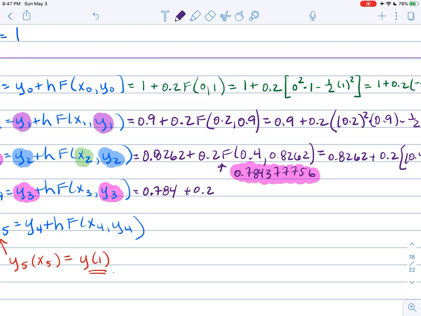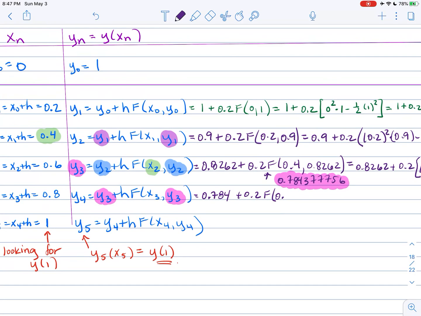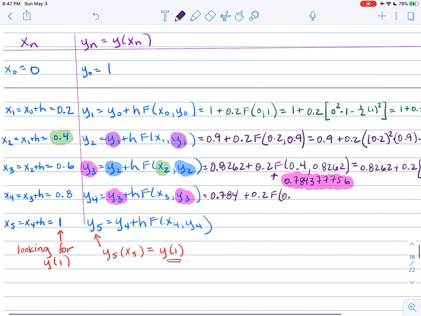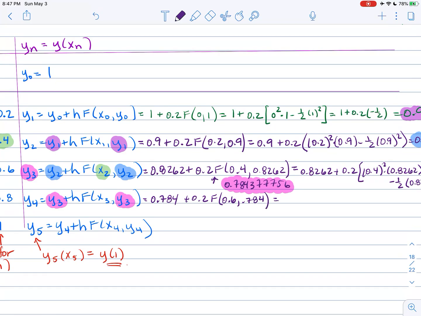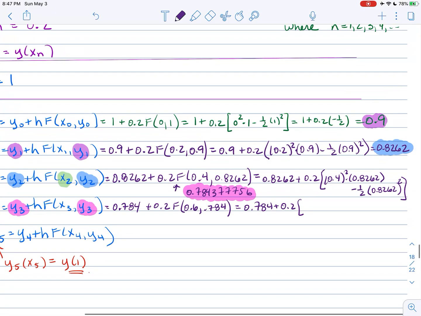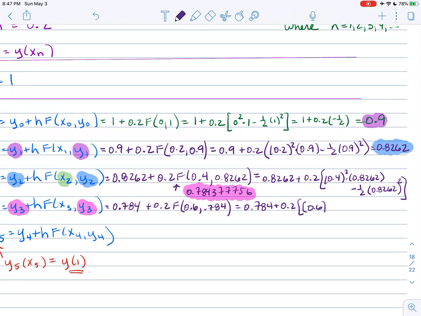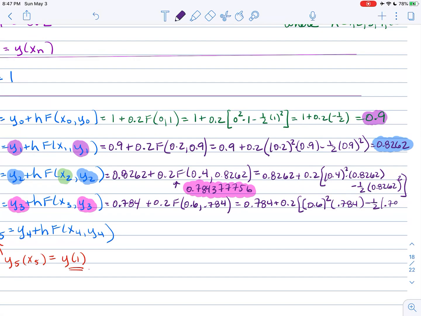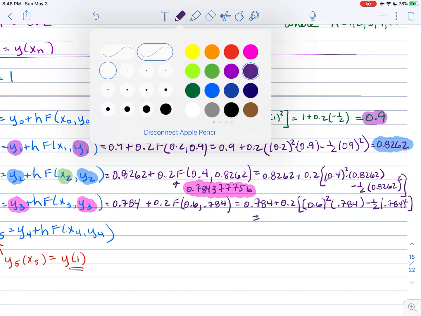And then I'm going to go plus 0.2, and it is going to be times the f of 0.6 now, because it's going to be x3, and x3 is 0.6. So we have 0.6, and we're still using 0.784. And so that's going to be 0.784 plus 0.2 times 0.6 squared times 0.784 minus 1/2 times 0.784 squared.